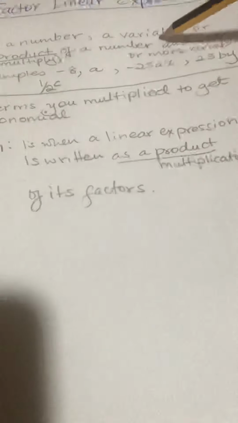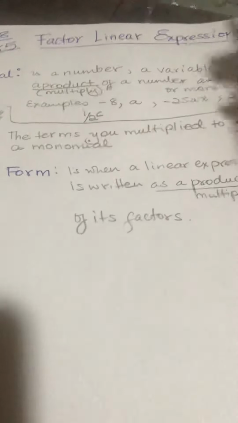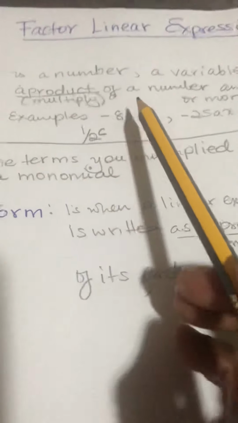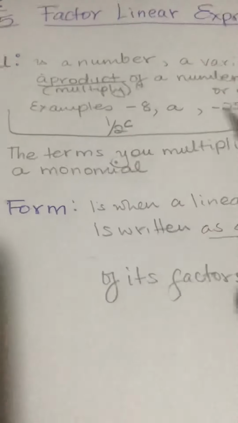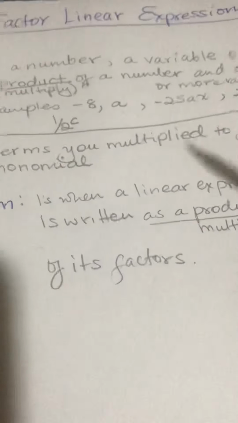When I multiply a number with one or more variables. I can multiply with 2 variables. I can multiply with 3 variables. So I've given you examples: a number can be negative, it can be positive, it can be a fraction. A variable can be A, B, C, D, any letter.